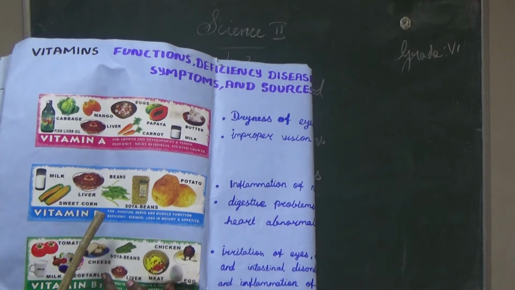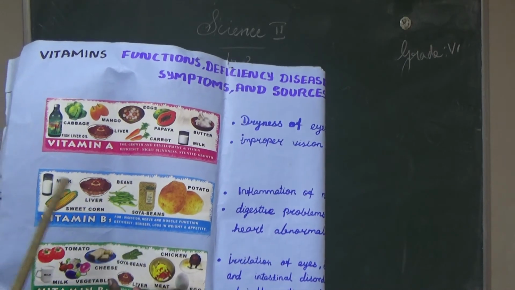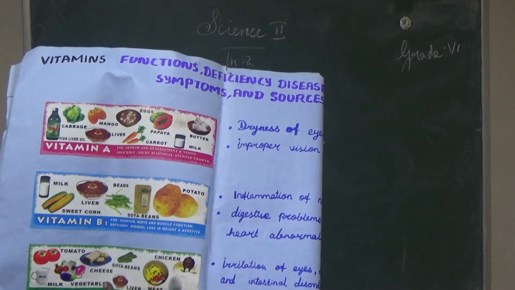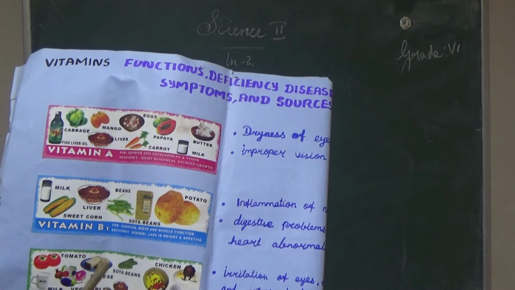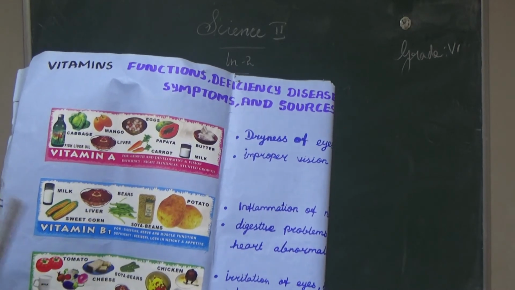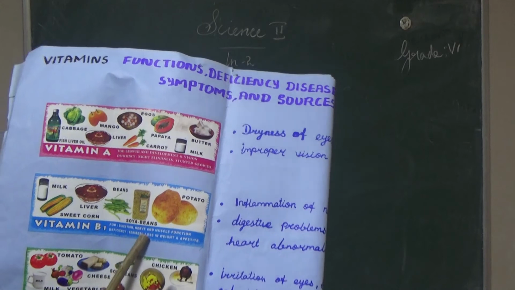What is the function of this vitamin B1? It helps our digestive system and nervous system. It is helpful for the proper function of our digestive system and nerves.